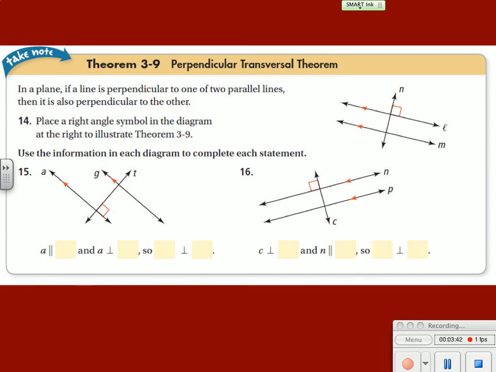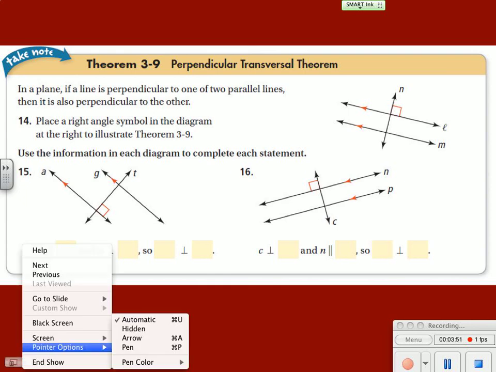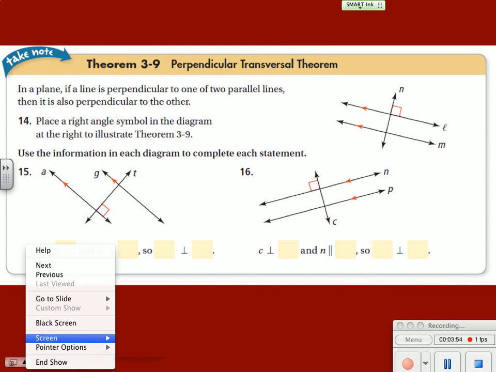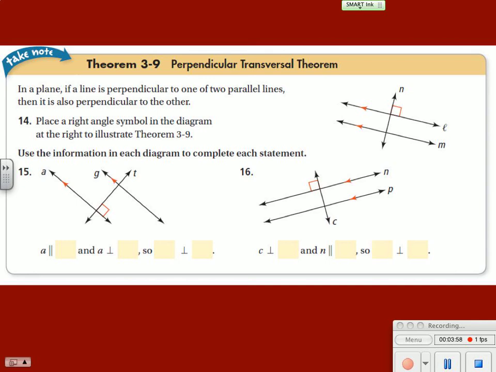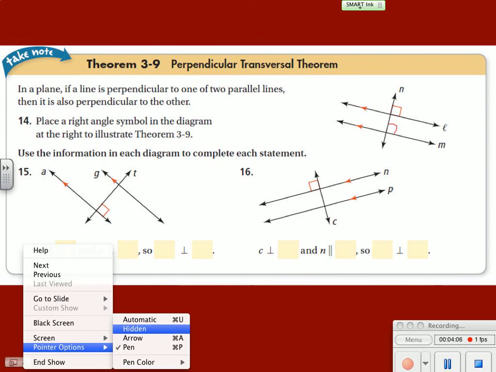So place a right angle symbol in the diagram at the right to illustrate 3.9. I've got so much better with these little things. So we want a right angle symbol. Let's see if I can do this. And there we go. There's where your right angle symbol belongs.